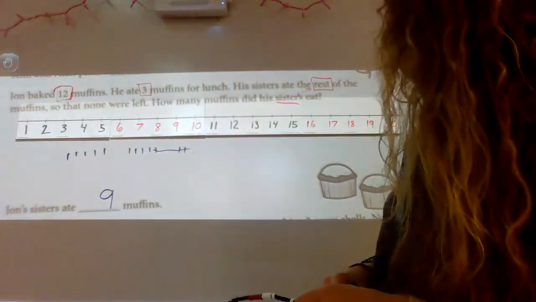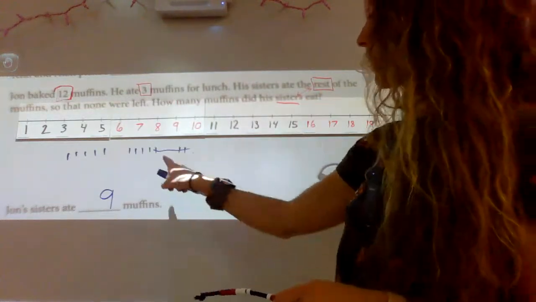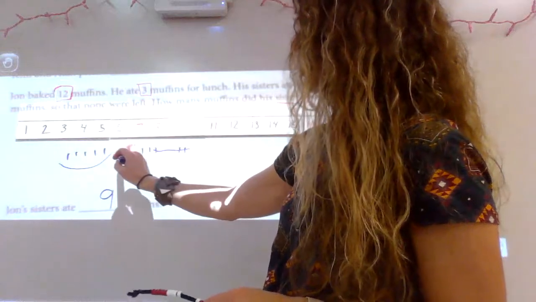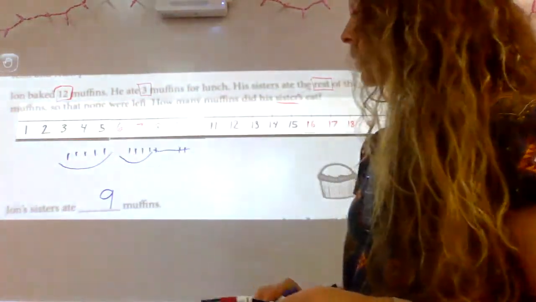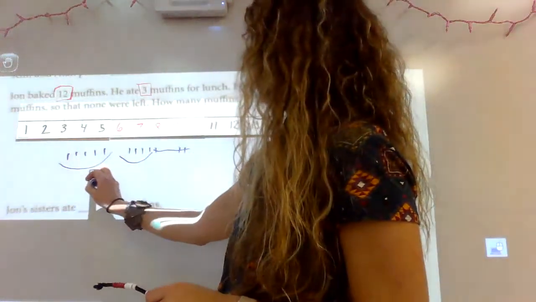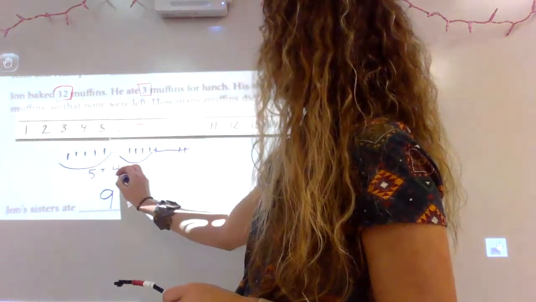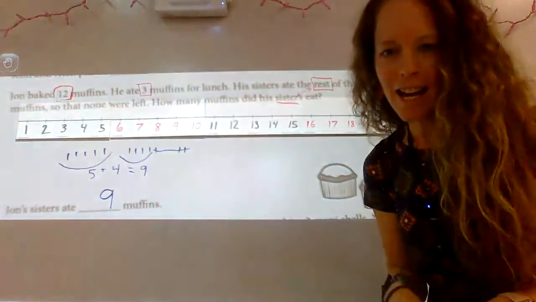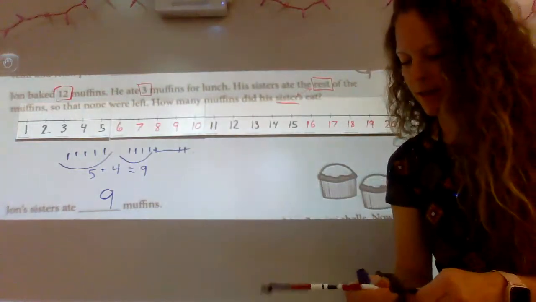Now I can see his sister ate the rest so that none were left. And I see 5 and 4. So 5 plus 4 equals 9. His sister ate 9 muffins.